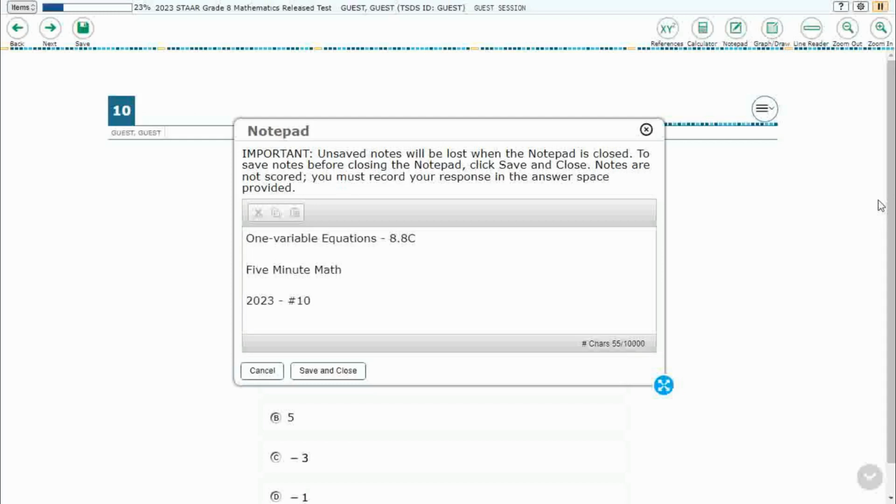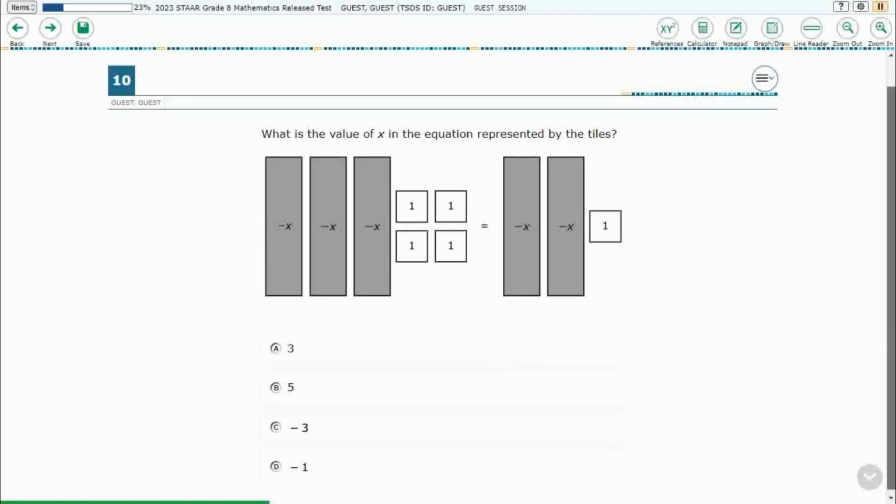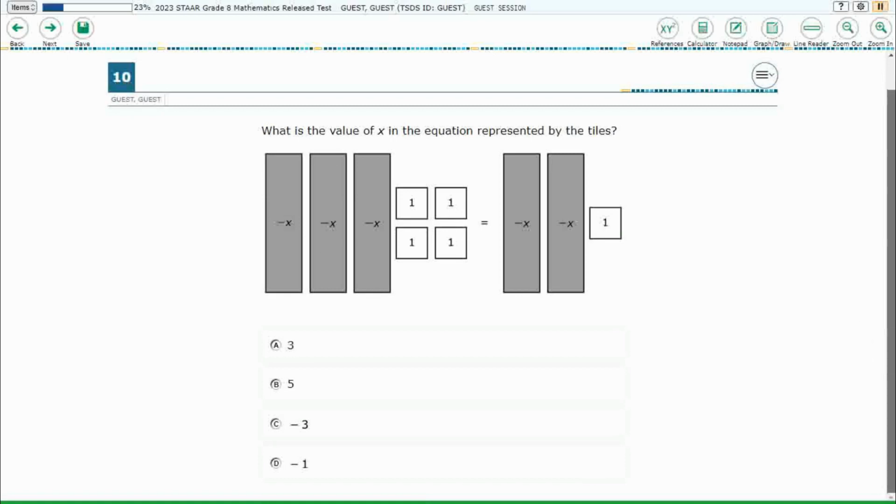Today we are looking at the 8th grade concept of one-variable equations. This is standard 8.8c in the great state of Texas, and we are using item number 10 of the 2023 released STAAR test. If you haven't done so already, please take a moment to pause the video, work this problem out on your own, unpause it, and we will look at our answers together.